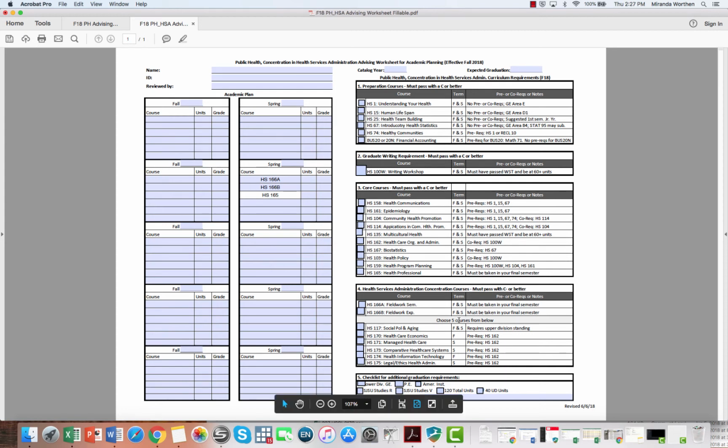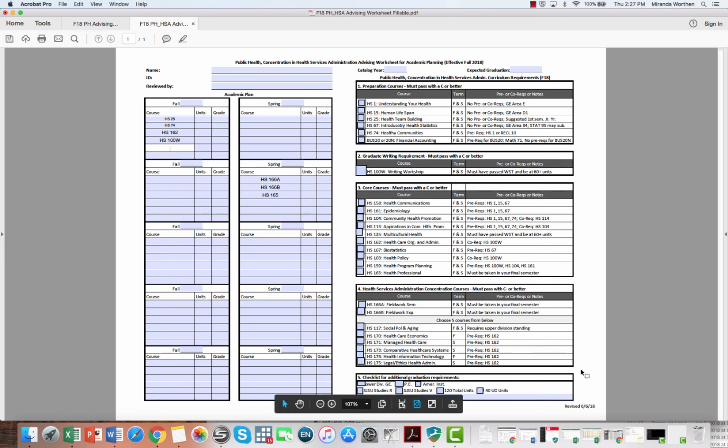For the health services concentration, you pick 5 of these 6 options. Most have the prerequisite 162. So we recommend that students who are in the concentration take 162 in their first semester after they've transferred. Okay, so you take HS 74, HS 25, 162, and try to get into 100W. And then you'd have one other class that we would recommend that you take. So typically to graduate in 4 semesters after transferring, you need to take 15 units a semester.